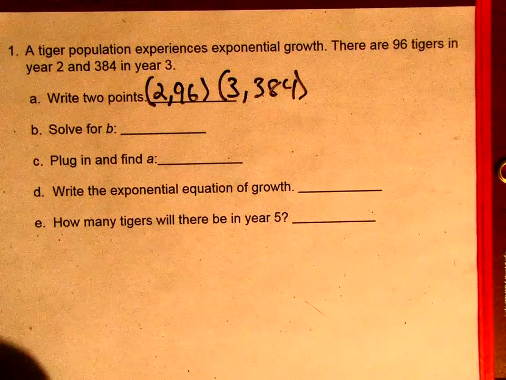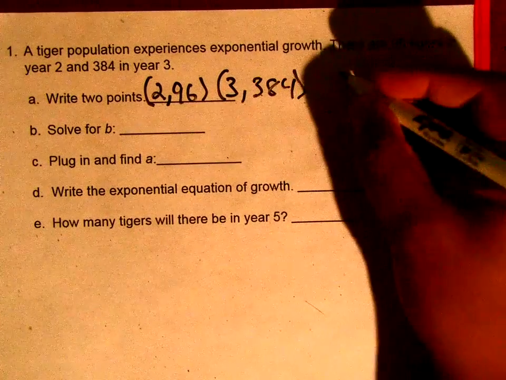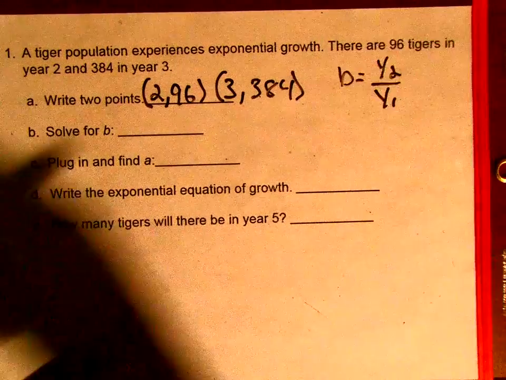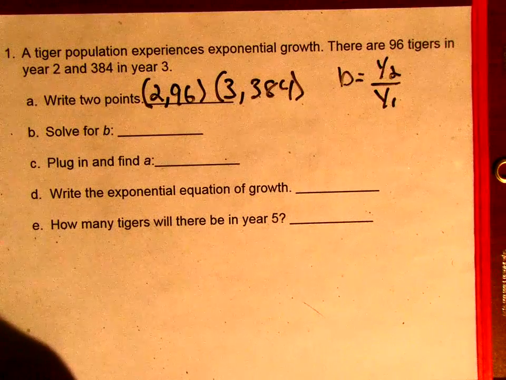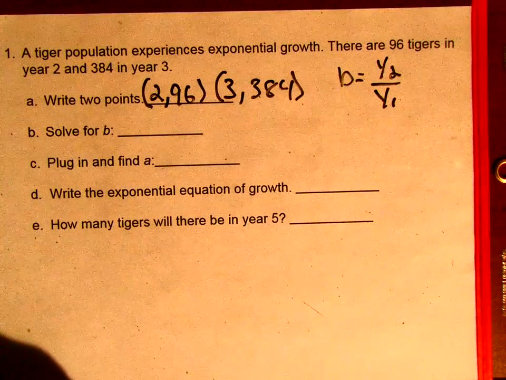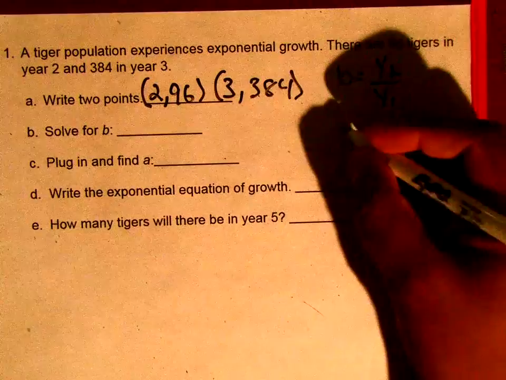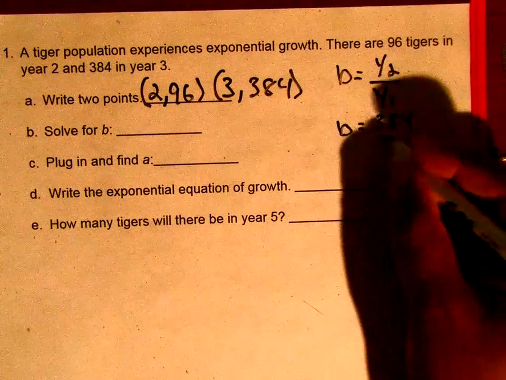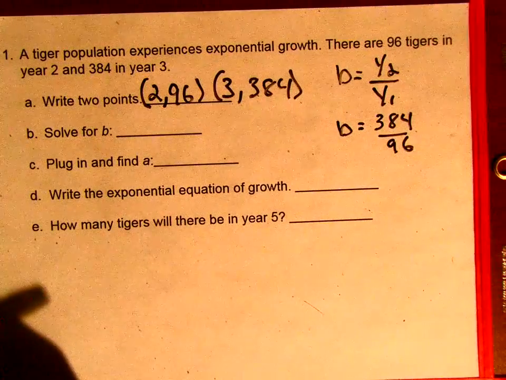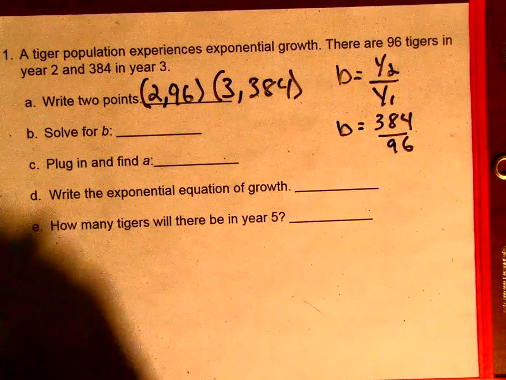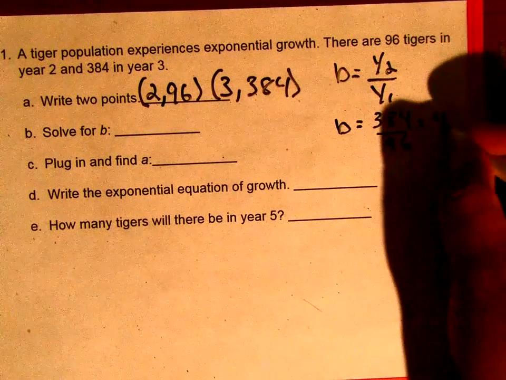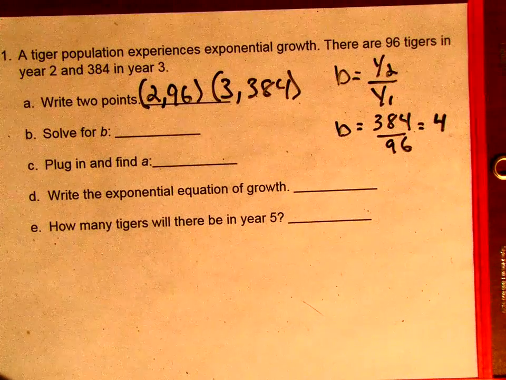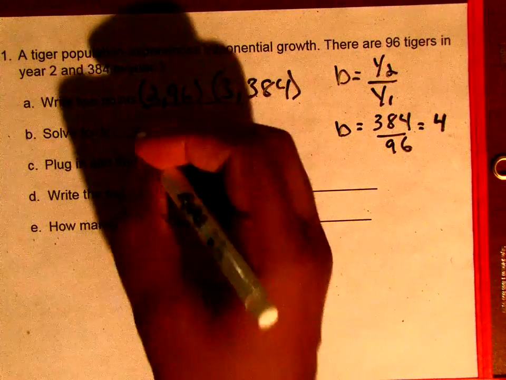All right, next I'm going to go ahead and solve for B here. And remember, B is equal to Y2 over Y1. So if I plug in Y2, 384, and Y1, 96, that's going to be equal to 4. So I'll put 4 here.